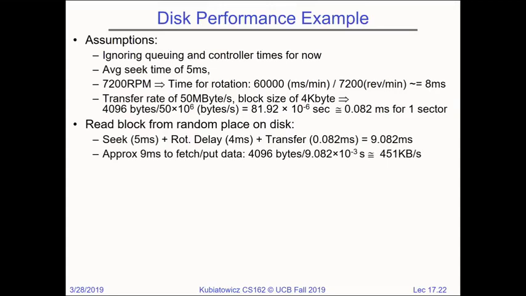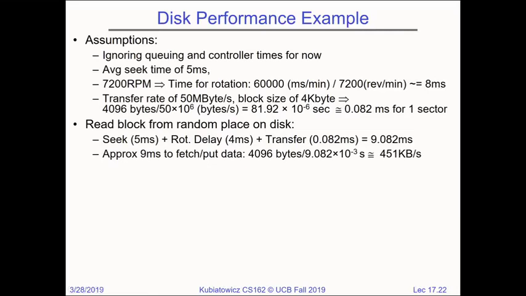So, for instance, what if we wanted to read a block from a random place on the disk? Okay, this is a simple matter of math, right? Add it up. So 5 milliseconds seek on average. Rotational delay, 4 milliseconds. Why did I put that in instead of 8?